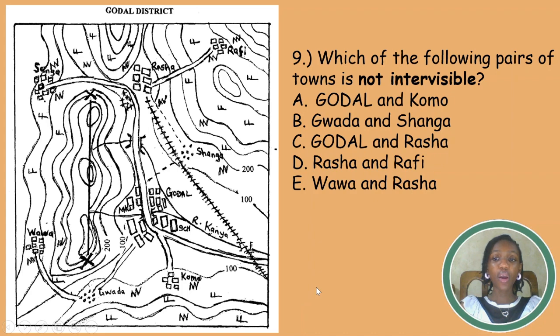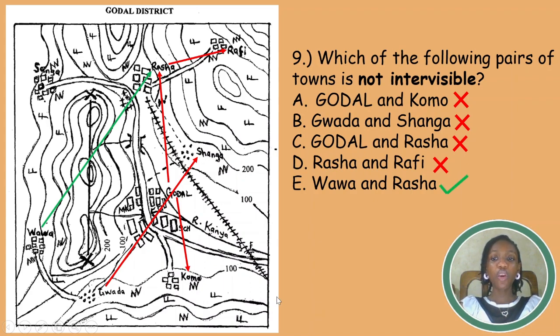Option A, Godal and Como. They are intervisible from each other, and that makes it wrong. Option B, Guarda and Shanga. They are intervisible from each other, and that also makes it wrong. Option C, Godal and Russia. They are intervisible from each other, and that makes it wrong. Option D, Russia and Rafi. They are intervisible from each other, and that also makes it wrong. Option E, Wawa and Russia. They are not intervisible, and so that is our answer.